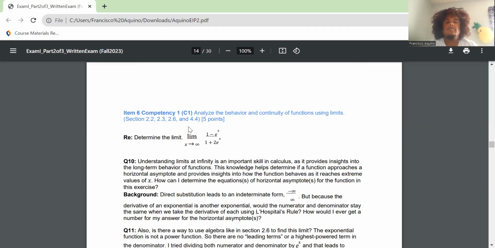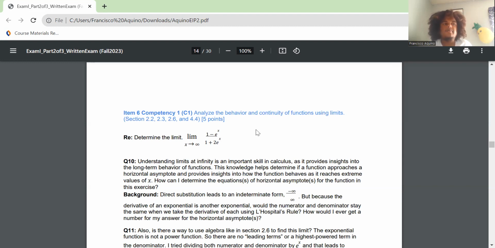For this second item, which is from section 2.2.3, I believe, it wants us to analyze the behavior and continuity of functions using limits. Now for this problem, we're given the limit as x approaches infinity of 1 minus e to the x over 1 plus 2 times e to the x.